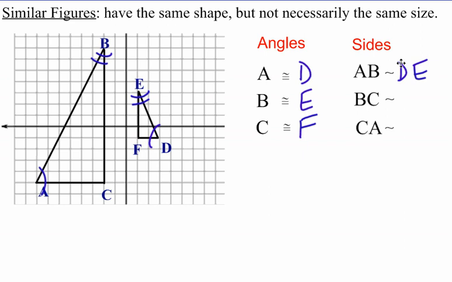Now there's an easier way, instead of going back and forth between the figures. Once we've labeled the angles, we know AB, there's that DE. So if we want to see side BC, we would call that EF, because that is similar to BC. And side FD would be the side that is similar to side CA. So this way we can recognize what parts are similar and what parts are congruent in similar figures.